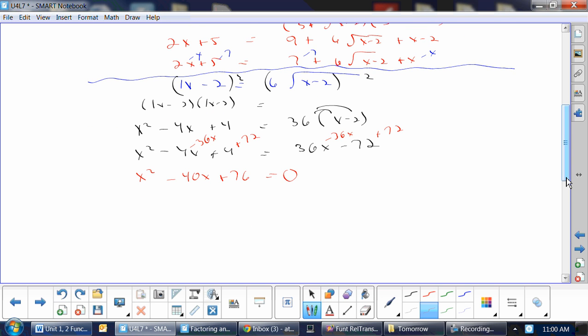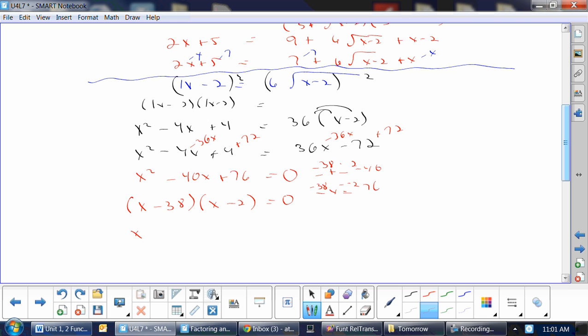So this one I'm not getting off as scot-free as the last one. I do have to go, what two things add to give me negative 40, what two things multiply to give me 76? Okay, what are my signs? Both negatives, and I got negative 38 and negative 2. So then I got x. Oh yeah, this one's a type 1 because there's nothing in front. So I get to go x minus 38, x minus 2 equals 0.